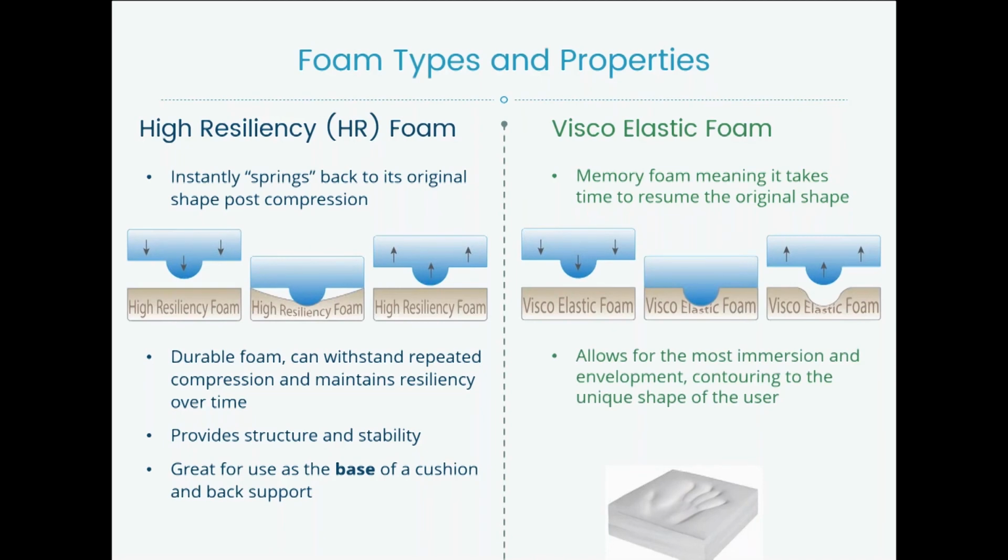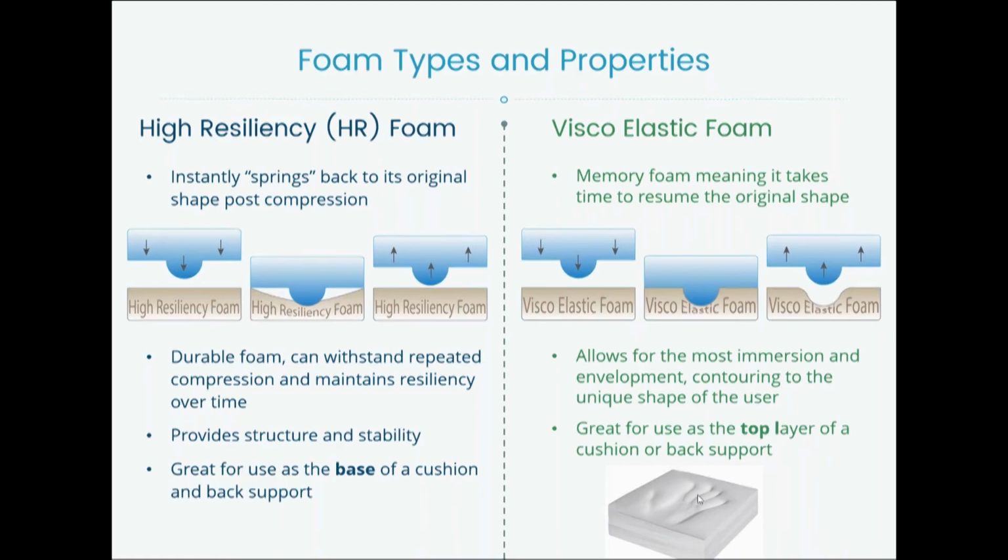However, the viscoelastic foam allows for wonderful immersion because it gives with it. It captures the person's shape. It contours to the unique shape of the user, and you can see that with this picture here. So this is great for use for the top layer of a cushion. Again, the high resiliency would be good for a bottom layer to give it stability. And this viscoelastic is great for the top layer, which is going to be immersing the person, capturing its shape, and really taking pressure from those bony prominences.